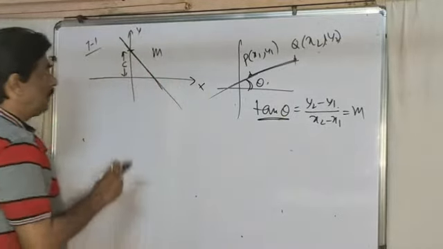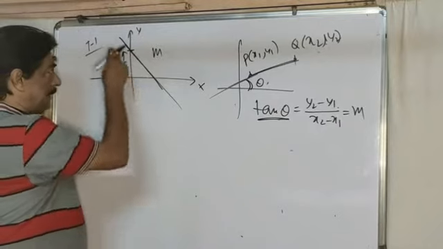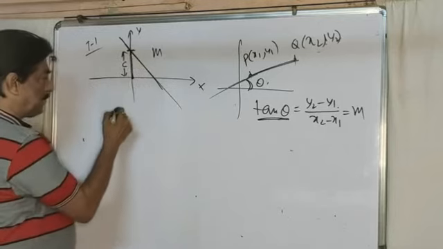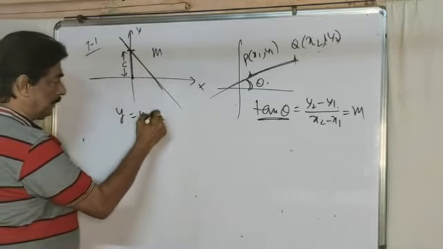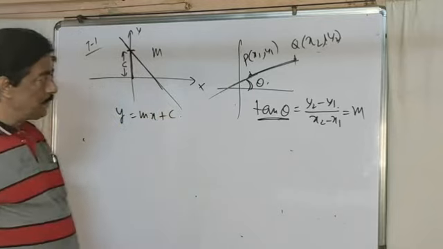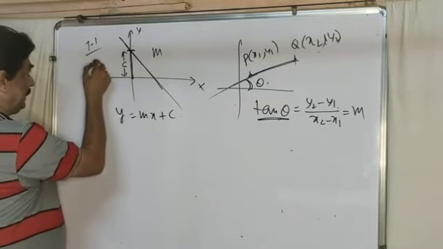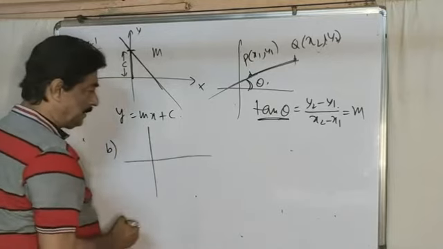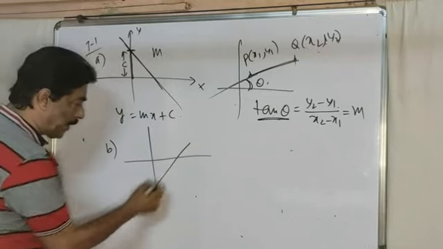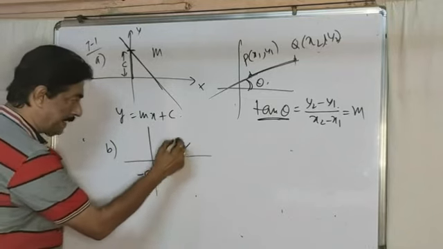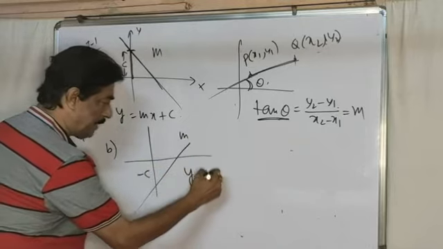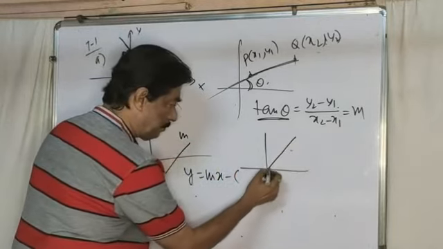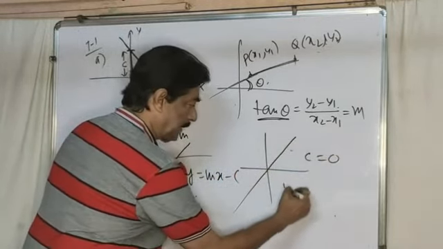Now if the gradient of this line is m and this line intersects the y-axis at c units on the positive side, the equation of the line will be y equal to mx plus c. I do not show the proof. You have to remember this. This is theory 1a. Theory 1b. If the line intersects the negative side of the y-axis, this is minus c, the gradient is m, and the equation is y equal to mx minus c. If the line passes through the origin, here c equal to 0, so the result is y equal to mx.